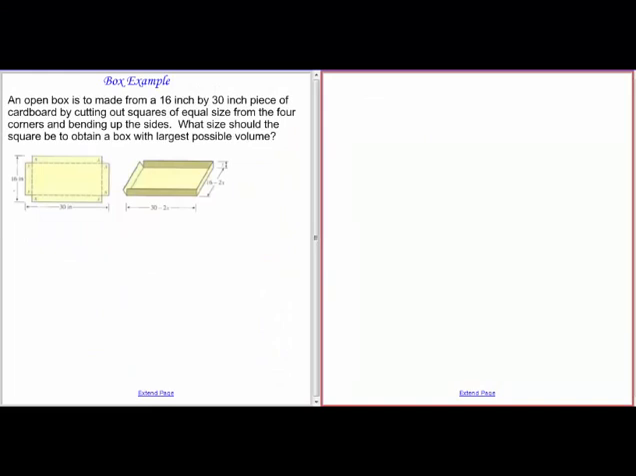Today we're going to be talking about an optimization problem where we have a box. So an open box is to be made from a 16-inch by 30-inch piece of cardboard by cutting out squares from equal sides from the four corners and bending up the sides. What size should the square be to obtain a box with a maximum volume? So let's write an equation for volume. Volume is length times width times height. So our volume in this case, the height is x, which is this length here, which is what I'm cutting out.